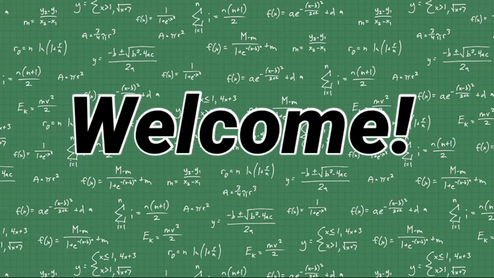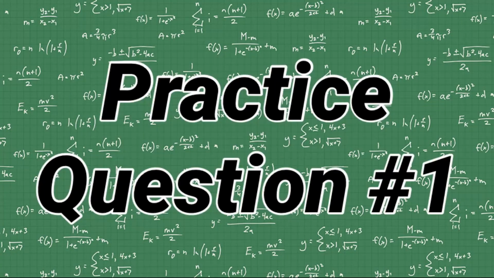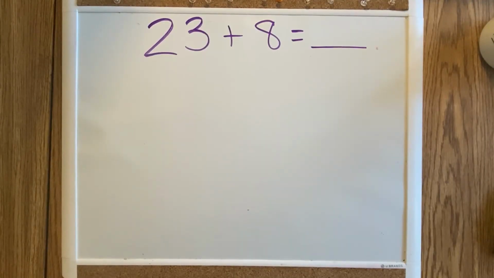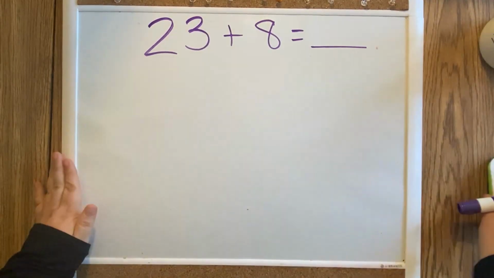Today we're learning how to add a 2-digit number and a 1-digit number with regrouping. When we regroup, we take 10 ones and make it into a group of 10. Our first problem today is 23 plus 8.